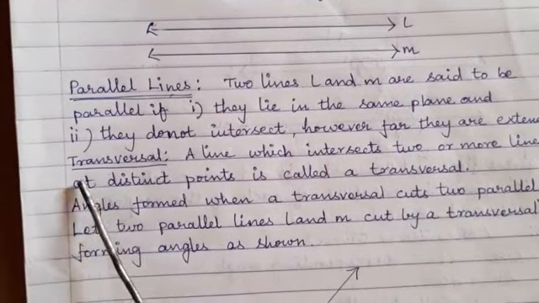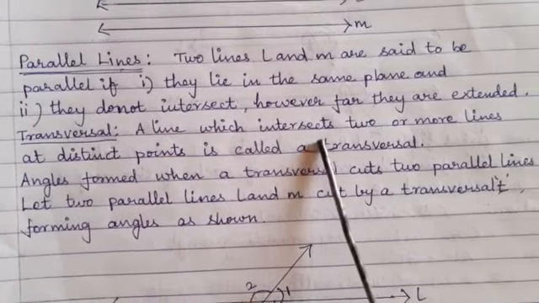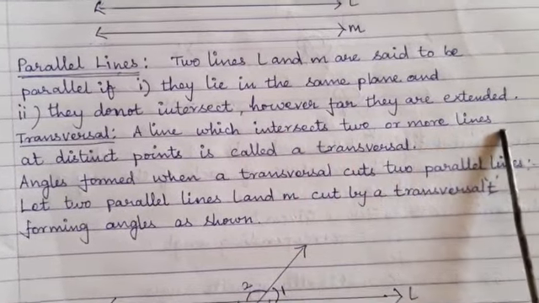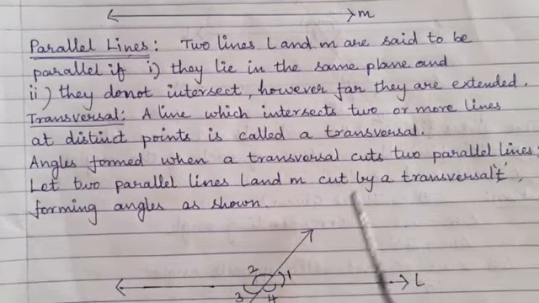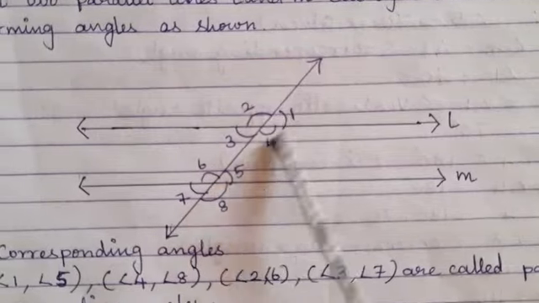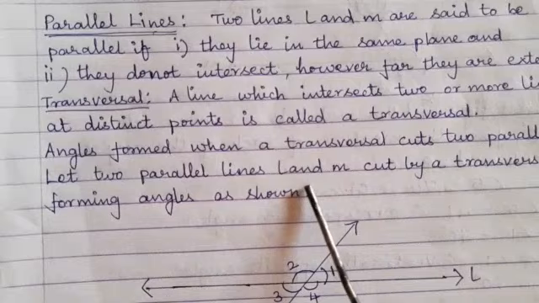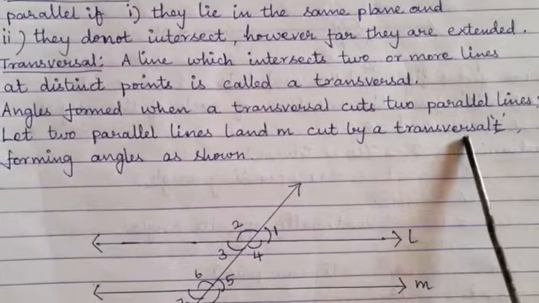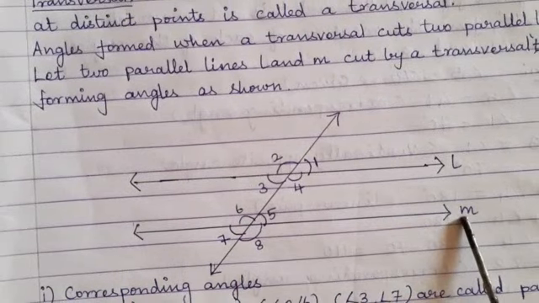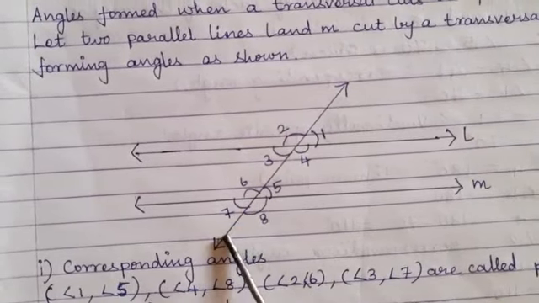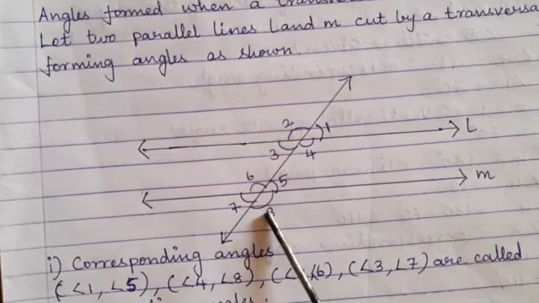Now the other term, transversal. A transversal is a line which intersects two or more lines at distinct points. See in this figure, this line is a transversal. So let two parallel lines L and M be cut by a transversal T. That is, L and M are the parallel lines, and the transversal is also one line. It cuts the parallel lines at distinct points, that is, two points.